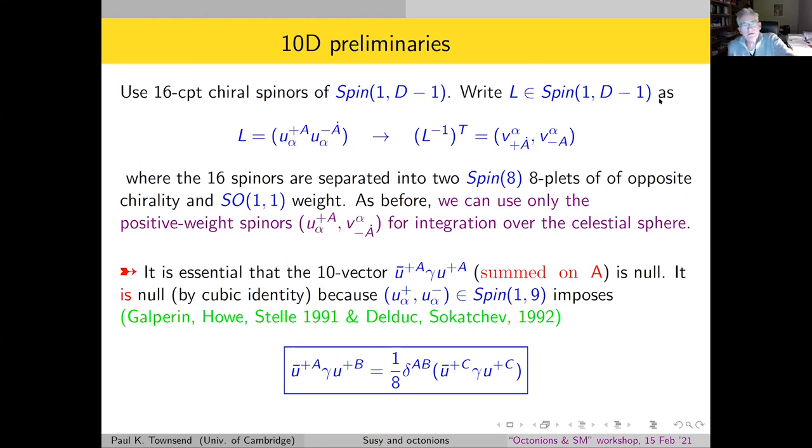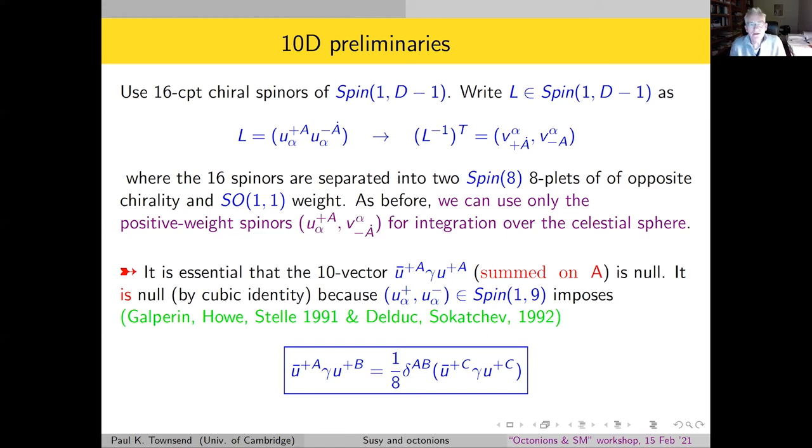Now, the point here is that a alpha has 16 components. Now we have 16 component spinors. So if you write it as u plus, u minus, each of those has to be an 8-plet. And in fact, you take it to be basically the spinor representation of the root of the SO(8), the spin(8) transverse rotation group, and that's the conjugate spinor. And then similarly for the L to the minus 1, they're real, so you take transpose. So you basically separate it into two spin(8) 8-plets of opposite chirality.